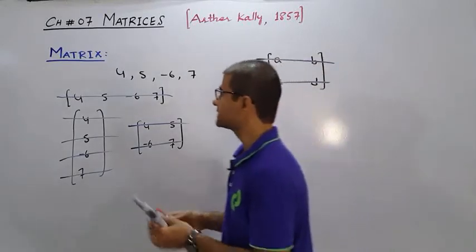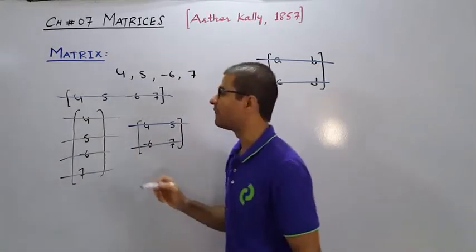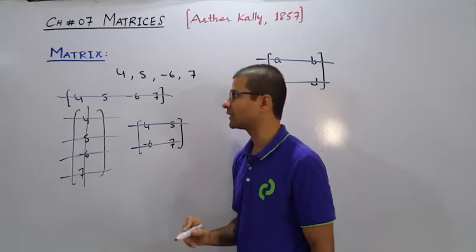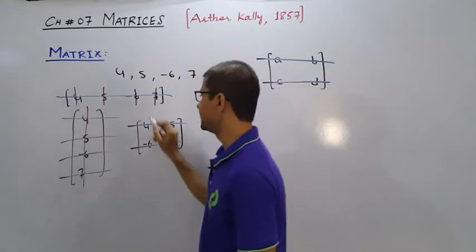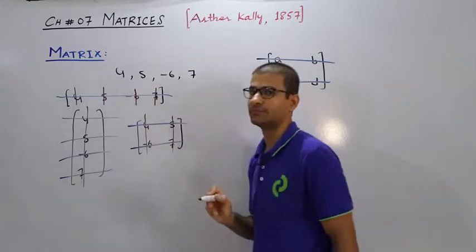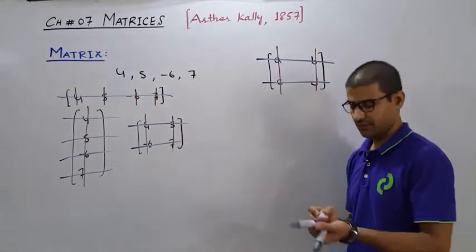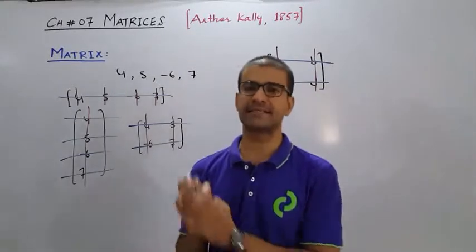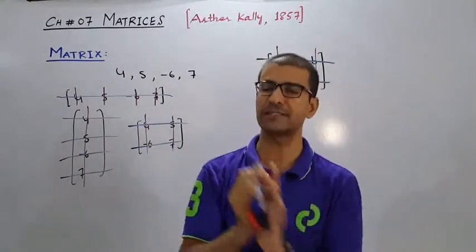And the arrangement is also in form of columns. What is a column? Vertical lines of numbers are called columns. In this matrix we have 4 columns. In this matrix we have 2 columns. In this matrix we also have 2 columns. So now we can define matrix. Matrix is just an arrangement of numbers in form of rows and columns.